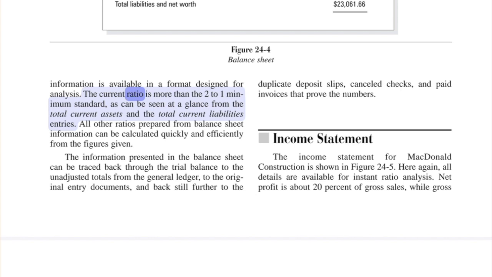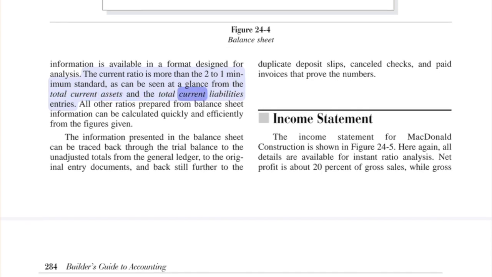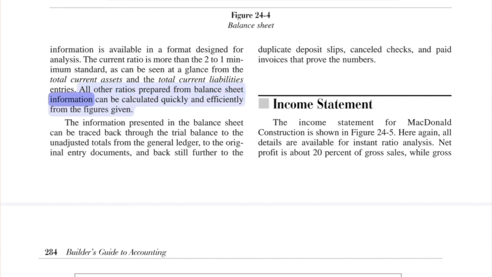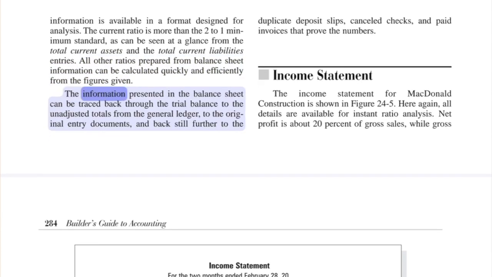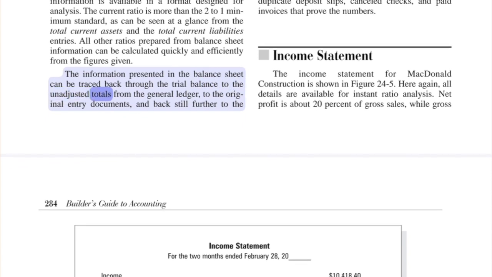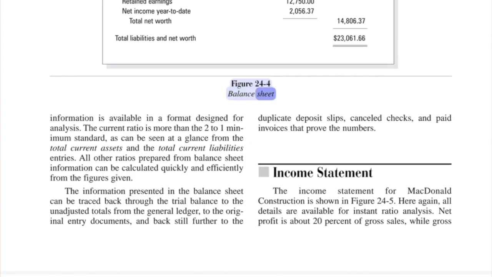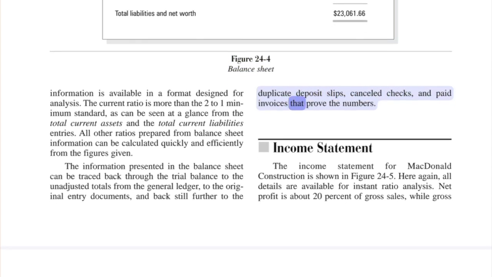The current ratio is more than the 2-to-1 minimum standard, as can be seen at a glance from the total current assets and the total current liabilities entries. All other ratios prepared from balance sheet information can be calculated quickly and efficiently from the figures given. The information presented in the balance sheet can be traced back through the trial balance to the unadjusted totals from the general ledger, to the original entry documents, and back still further to duplicate deposit slips, canceled checks, and paid invoices that prove the numbers.